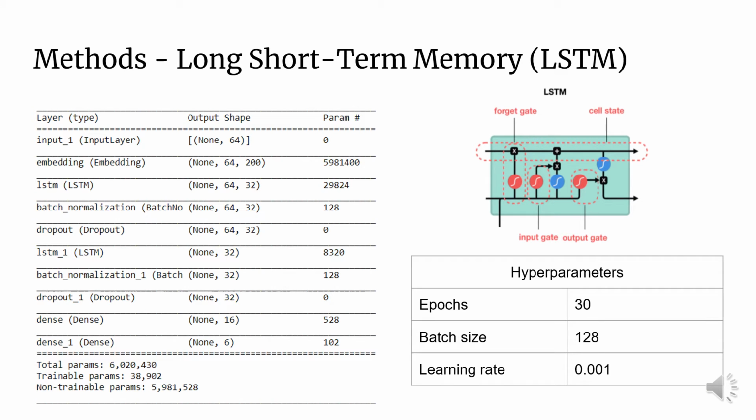The first type of model uses LSTM. By having 3 different gates, LSTM can learn longer-term dependencies as compared to RNNs. An overview of the LSTM model architecture for combined data with GloVe embedding and the hyperparameters are as shown.